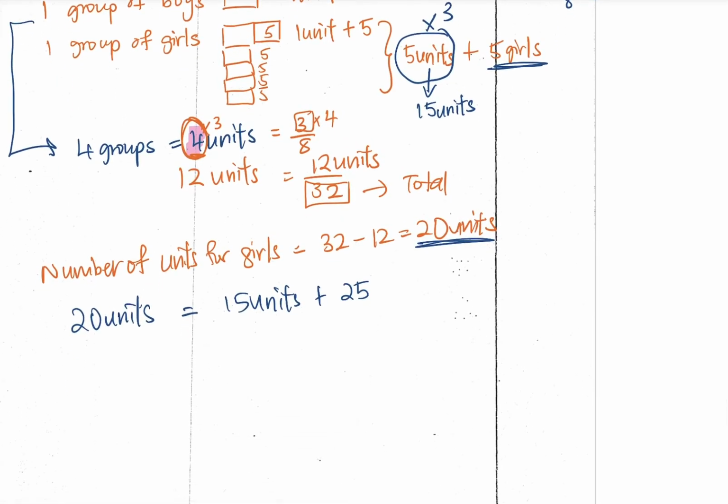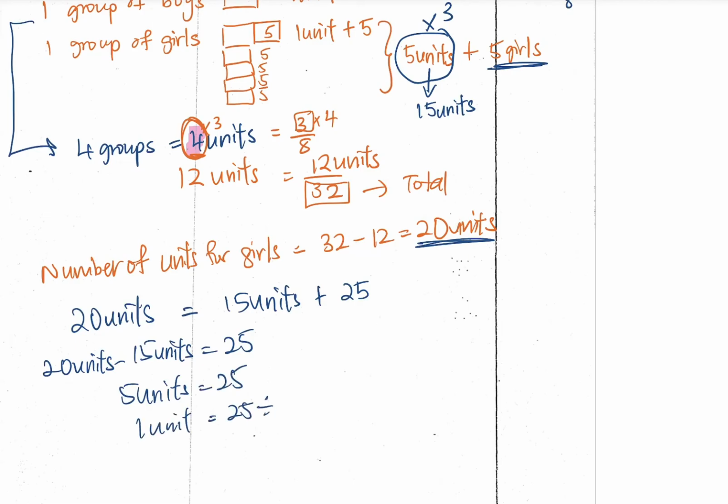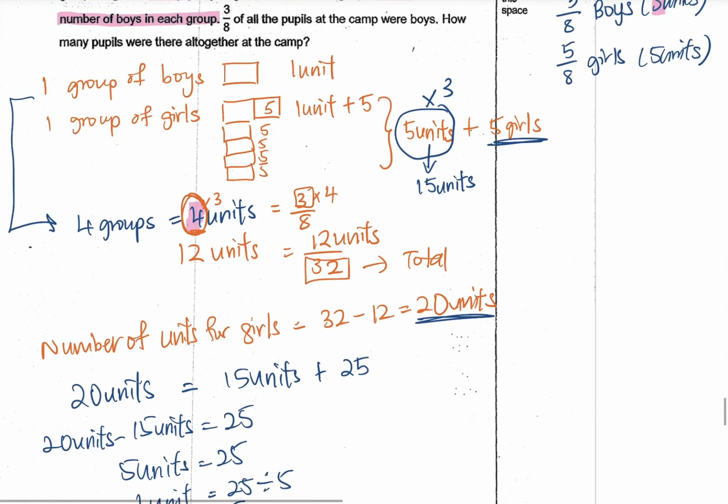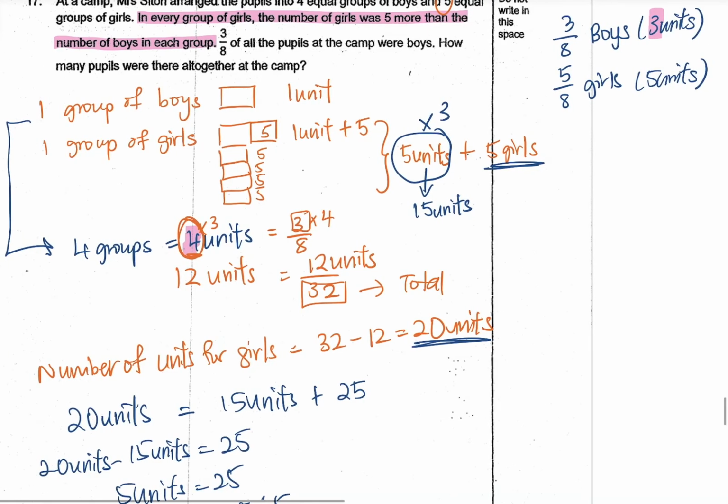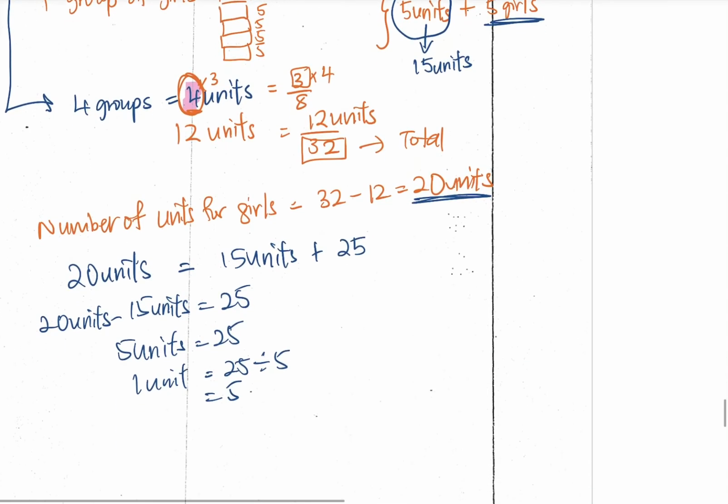So let's solve it. 20 units minus 15 units is 25. 5 units, 25. 1 unit, 25 divided by 5 to give us 5. And the question is, how many pupils were there all together at the camp? We know the total number of units is 32. So 32 units is 32 times 5, which will give us 160.